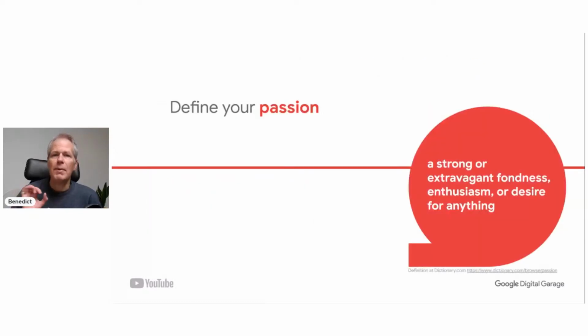So defining your passion: a strong or extravagant fondness, enthusiasm, or desire for anything. So what is your channel going to be about? One of the best things about YouTube is that you can actually engage with and grow a community no matter what you're actually passionate about. It could be comedy, sports, fashion, gaming, food, simple, everyday. There's countless different themes that, of course, come up there.